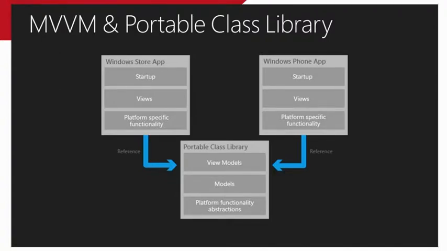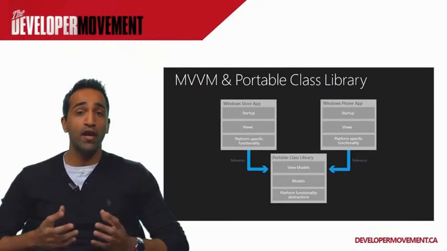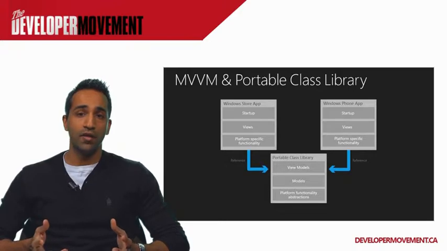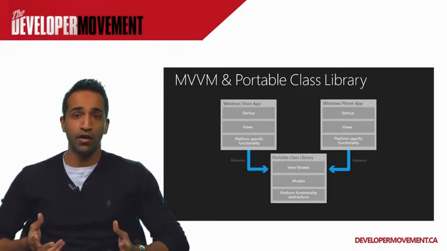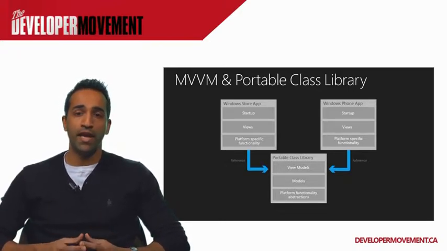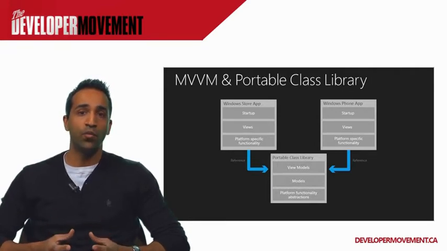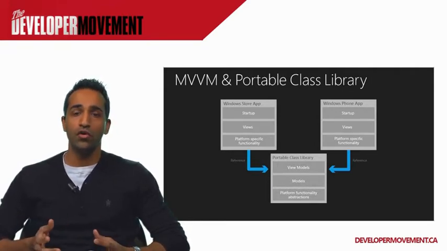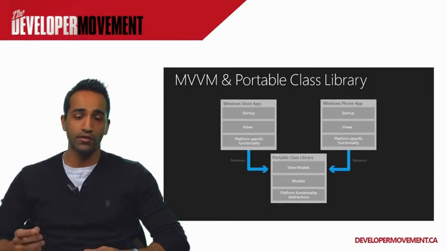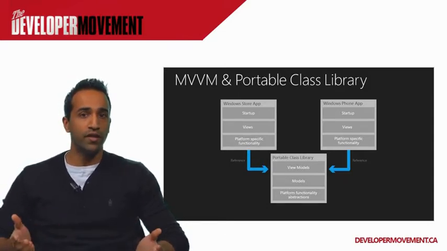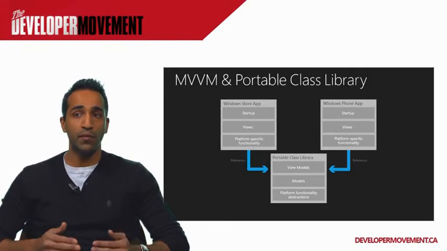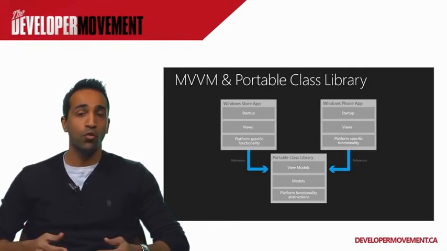Now, I mentioned that not every API is available on both platforms. So what happens when an API is not available on Windows Phone, but it is on Windows 8? A great example of this is how you make a networking request. In Windows 8, you use a new API called the HTTP client, and on Windows Phone, you use the web request. These are two different APIs that we have to use to request data from Netflix. So what do we do?